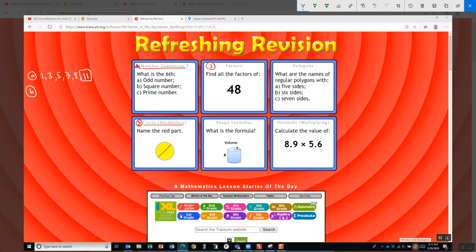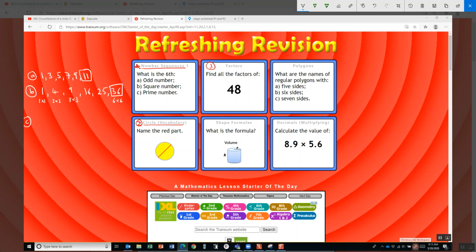The square numbers. Remember, the square numbers are 1 because of 1 times 1. The next one is 4 because of 2 times 2. The next one is 9 because of 3 times 3. Hopefully we're seeing the pattern. 16, 25, 36 is the 6th one: 1, 2, 3, 4, 5, 6, because it's 6 times 6.